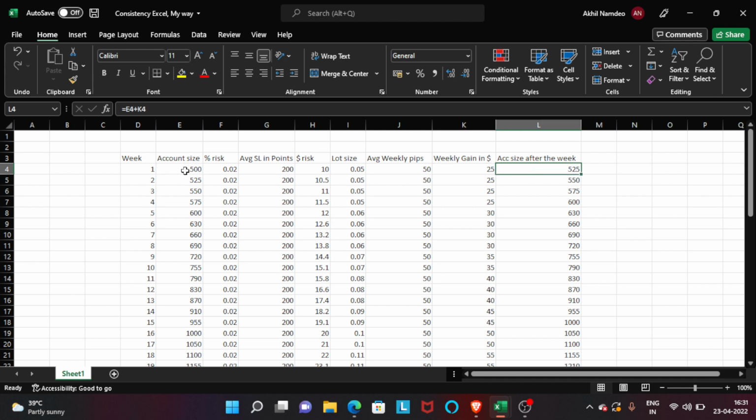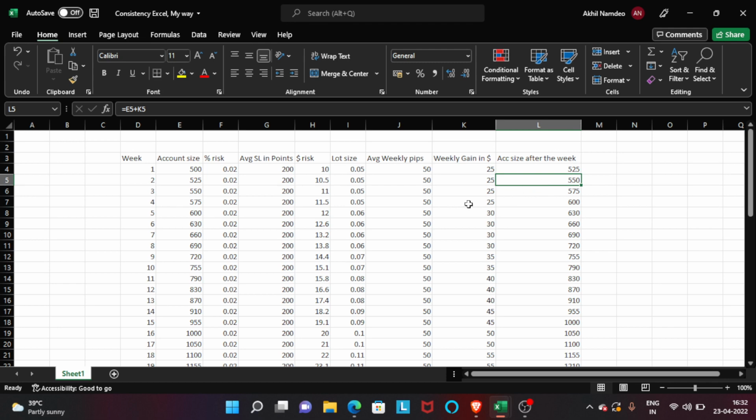So let's get started with the first week. We started with the $500 account. We used 2% risk, and everything was going fine. At the end of the week, we made $25, and the account size went to $525, right? In the second week we started with the $525 account, which we grew in the first week, and used 2% risk, and all the things were done in a much better manner, and we achieved 50 pips, which was our average weekly pips target, and we got the account to $550, right?